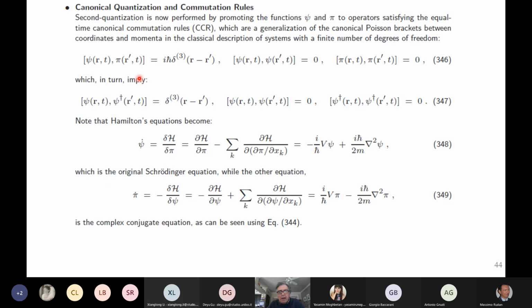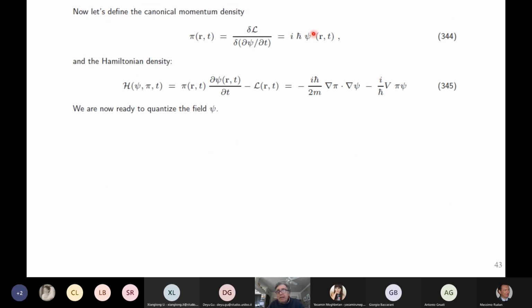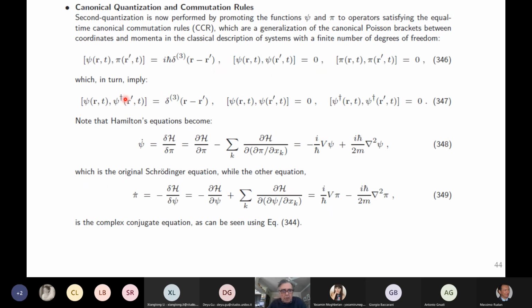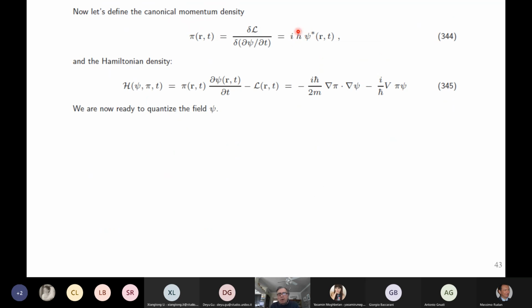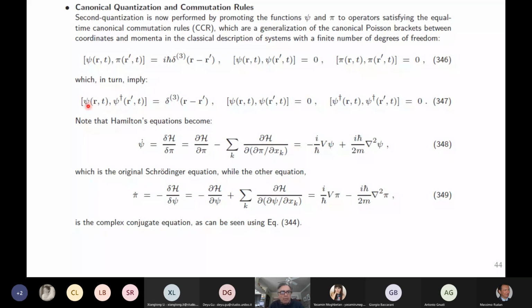In turn, since pi is equal to phi star here, because I haven't quantized it, it will become psi dagger. If I quantize, this is the Hermitian conjugate of psi. So the h bar goes away because it's absorbed into the pi. And so the commutator of pi, the psi dagger, gives me a delta function, and psi and psi dagger at the same time but at different positions give me 0. The Hamilton equation becomes simply psi dot is equal to this, and you recognize it as the Schrödinger equation. It's exactly the original Schrödinger equation.